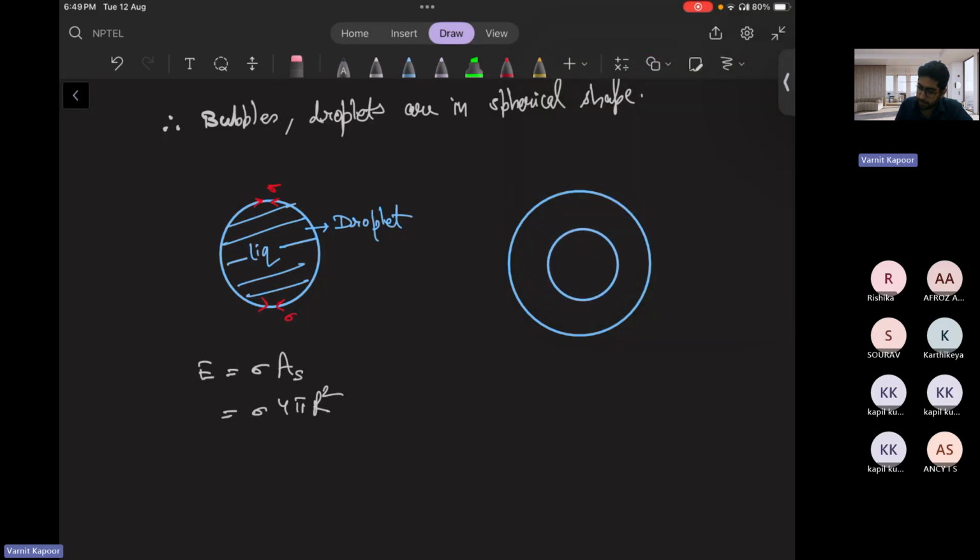Like this, which has some thickness. Air is there. Again, there will be surface tension here as well as surface tension here, because air is there inside as well as outside. And this is your bubble.